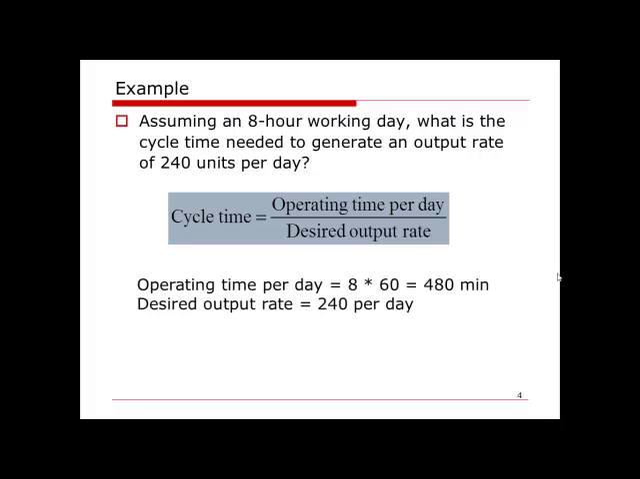Now the operating time per day is 8 hours, which equals 480 minutes. And the desired output rate is 240 units per day. So we can calculate the cycle time as 480 divided by 240, which is 2 minutes, which means the cycle time of the process cannot be longer than 2 minutes to generate the 240 units of output.